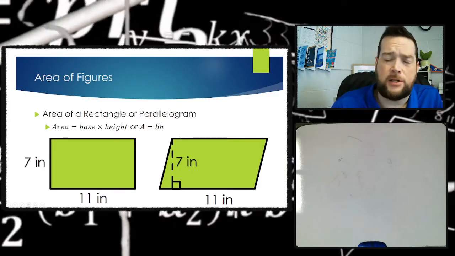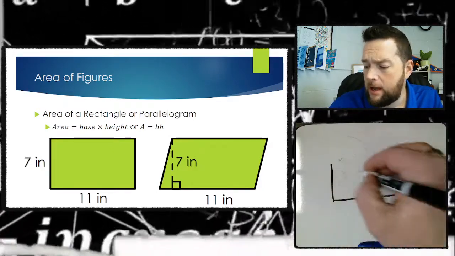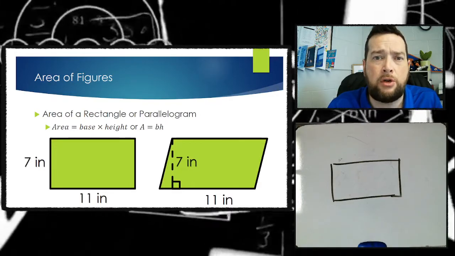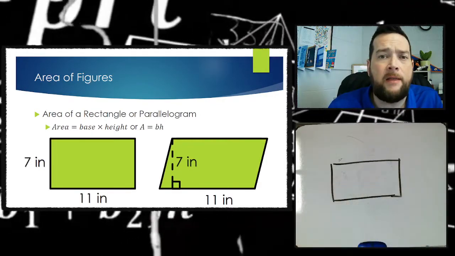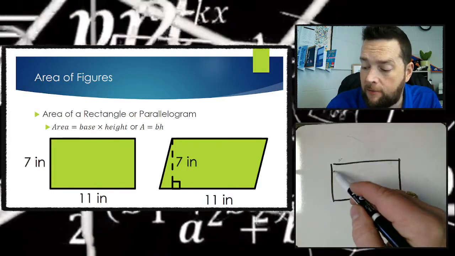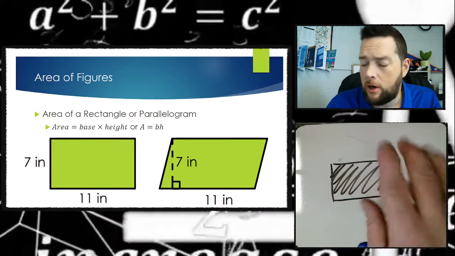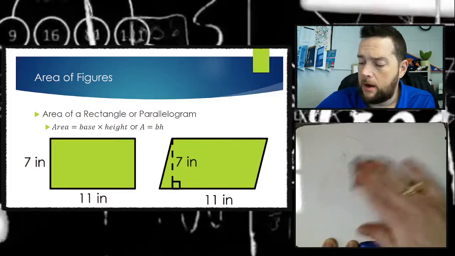So let's just go ahead and talk quickly about area. What is area? Well, area is the amount of space that a two-dimensional object uses up. So this rectangle right here, if I wanted to find its area, what I'm trying to find is all the inside space, the measure of the inside space. And that's what area is.